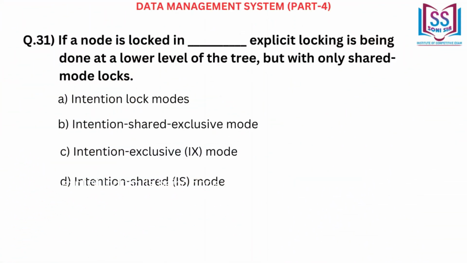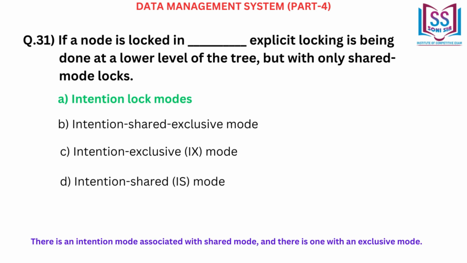If a node is locked in explicit locking being done at a lower level of the tree, but with only shared mode locks. A. Intention lock modes. B. Intention shared exclusive mode. C. Intention exclusive mode. D. Intention shared mode. Correct answer A. Intention lock modes. There is an intention mode associated with shared mode, and there is one with an exclusive mode.